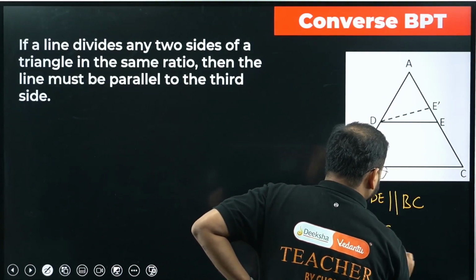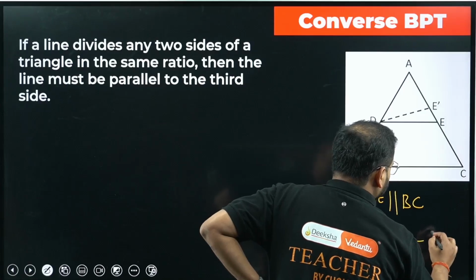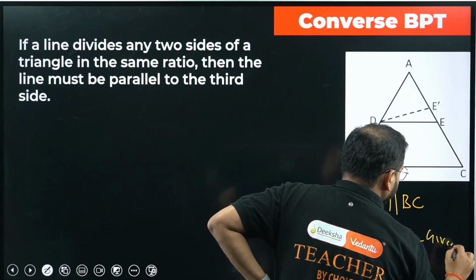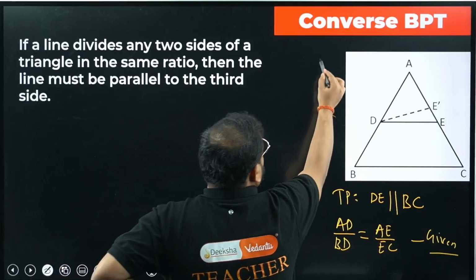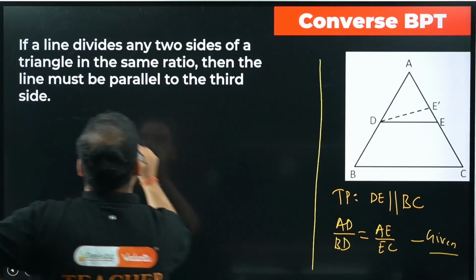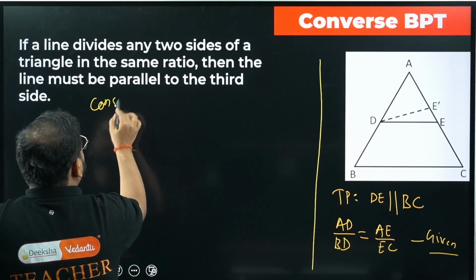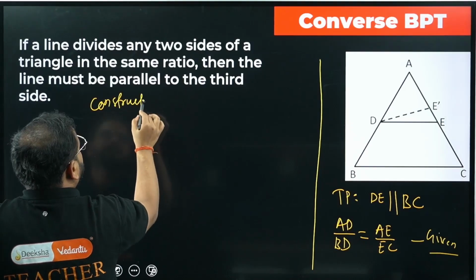A by EC. This is the given condition. Sides are given proportional. Is that clear? Okay, great. Now there's a construction. Have a look.